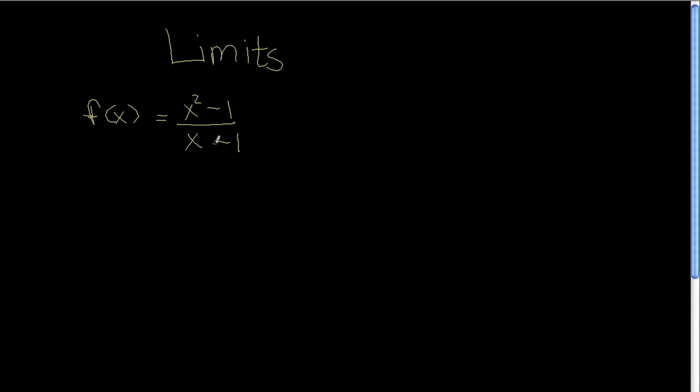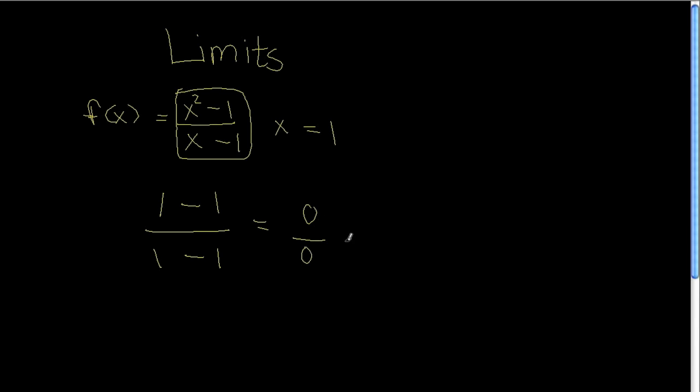x minus 1. Now, I want to evaluate the value of this function when x is equal to 1. You can do it simply: x squared is 1, so it will be 1 minus 1 over, and x is 1, so 1 minus 1. So, that will be equal to 0 over 0, which is not defined. So, how do we get the value of this?